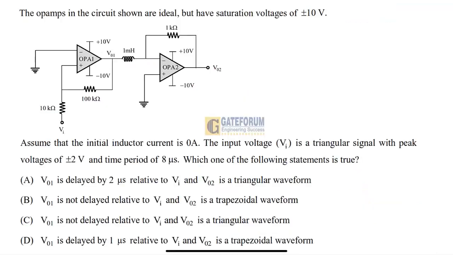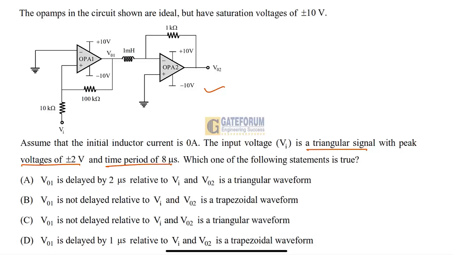Thank you. So the question here is: the op-amps in the circuit shown are ideal but have saturation voltages of plus minus 10 volt. This is the circuit given here. Assume that the initial inductor current is 0 ampere. The input voltage Vi is a triangular signal with peak voltage of plus minus 2 volt and time period of 8 microsecond. Which one of the following statements is true?